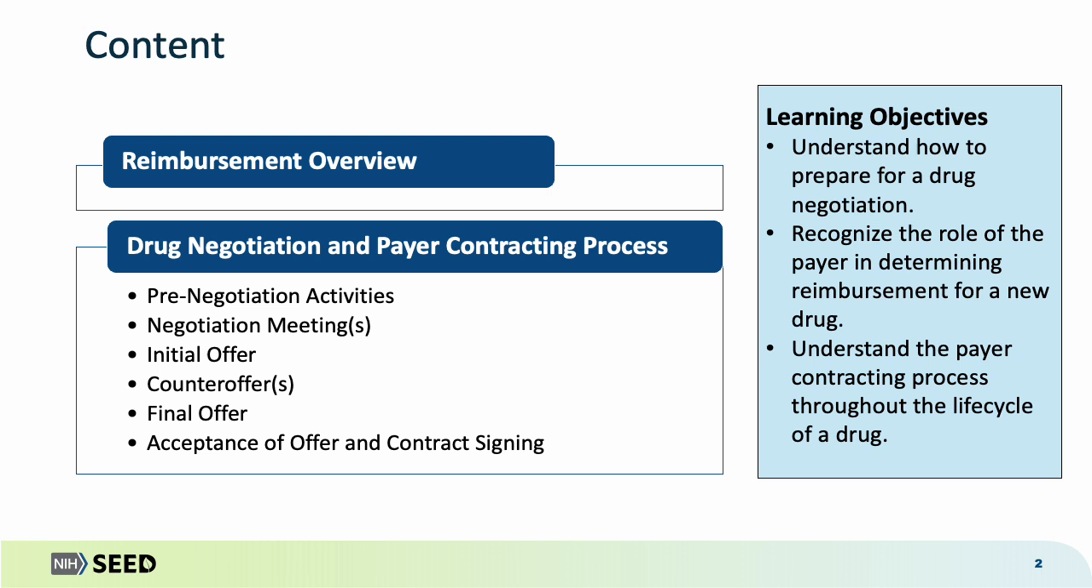There are 3 learning objectives for this presentation that will cover the role of the payer in determining reimbursement for a new drug, how to prepare for a drug negotiation, and the payer contracting process cycle. I will provide a high-level overview of this process and focus on a new brand name drug. While there are different types of payer contracts, this presentation focuses on a discount off list price and paid in the form of rebates by a manufacturer to a payer.